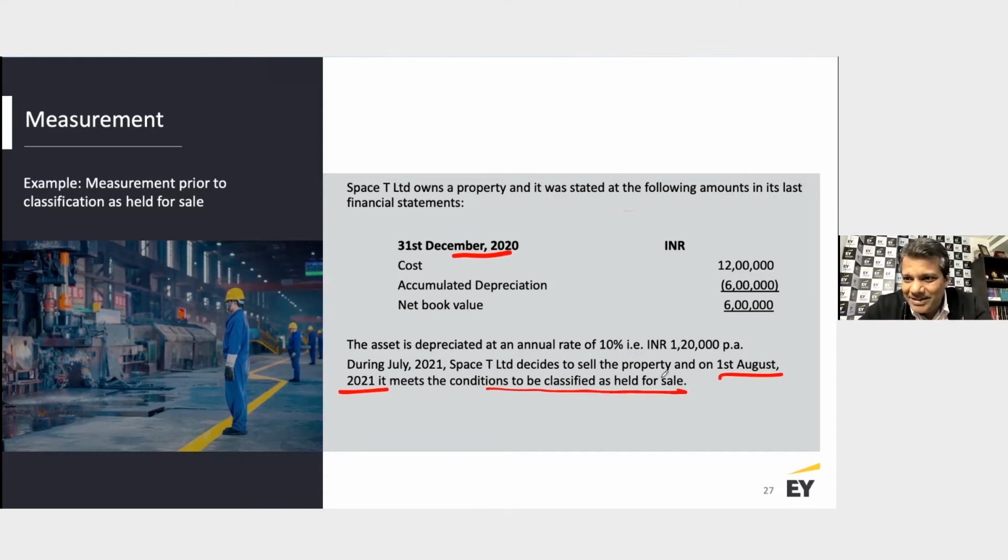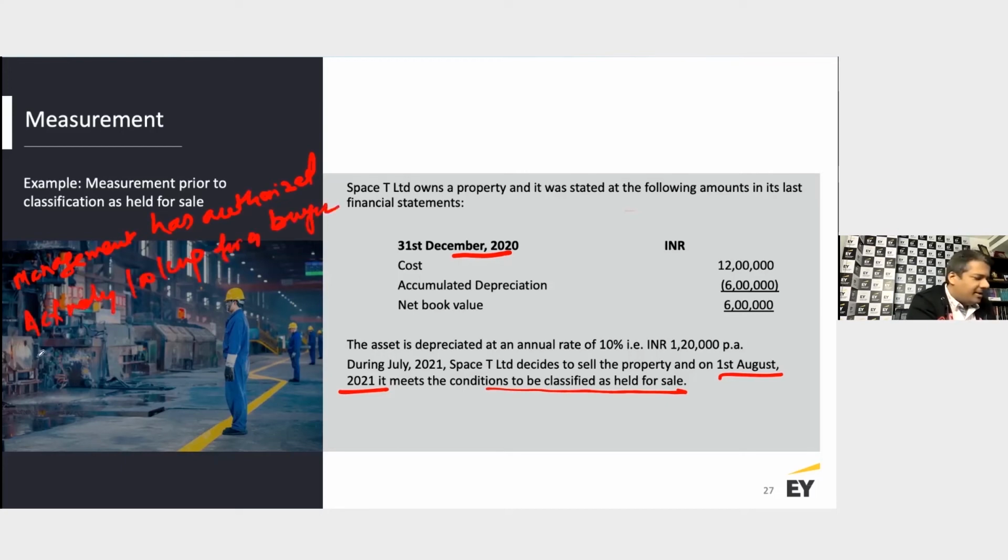Now, what are the conditions to be classified as held for sale? There are 5 conditions, right? Management has authorized it, I'm actively looking for a buyer, the sale price expectation is reasonable, I expect to complete the sale in the next 12 months, and I'm not likely to go back on my plans. I've got to look at 5 criteria, assuming all of that has been met on 1st of August.